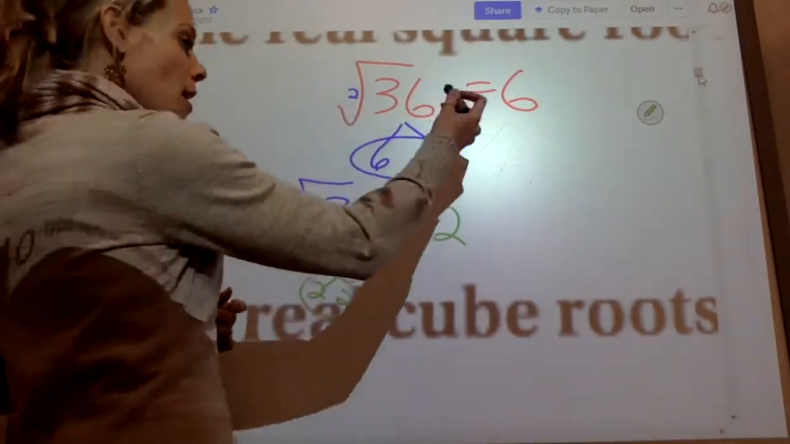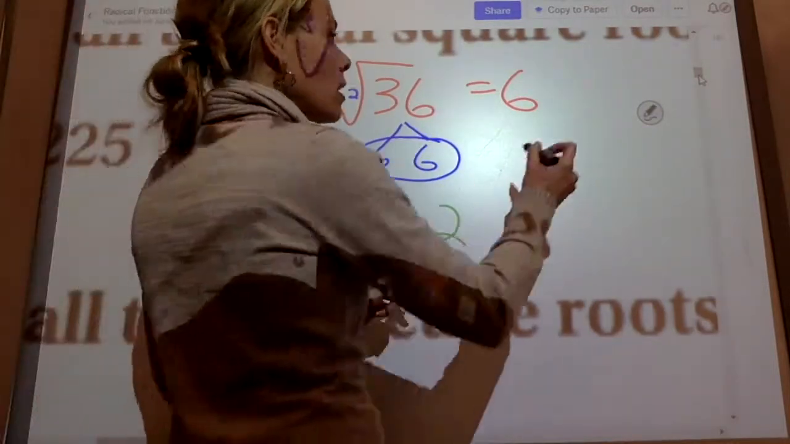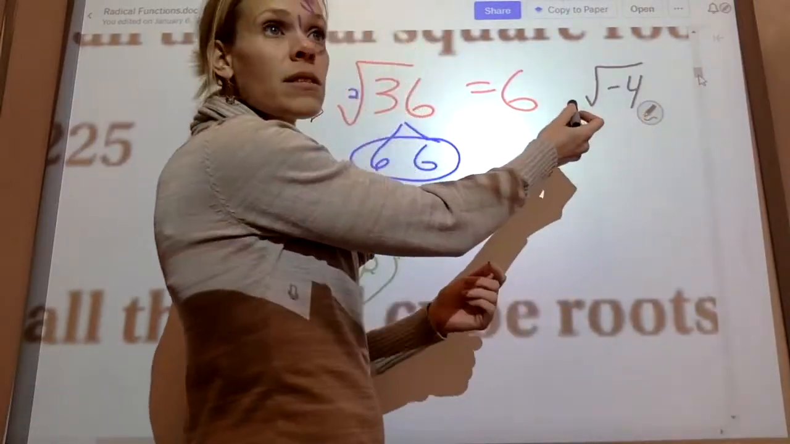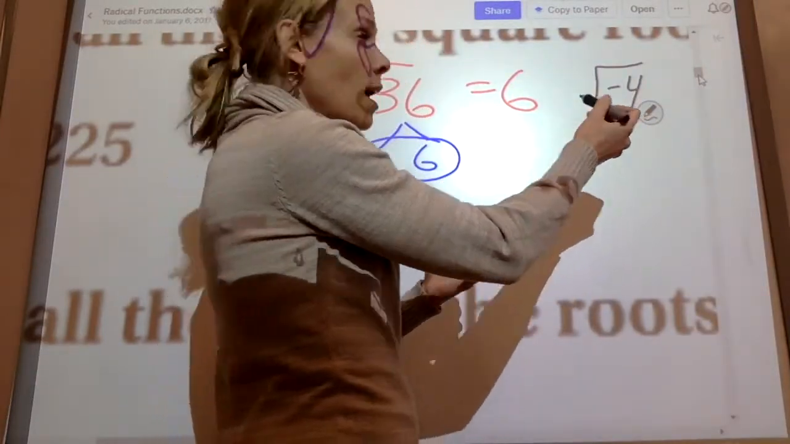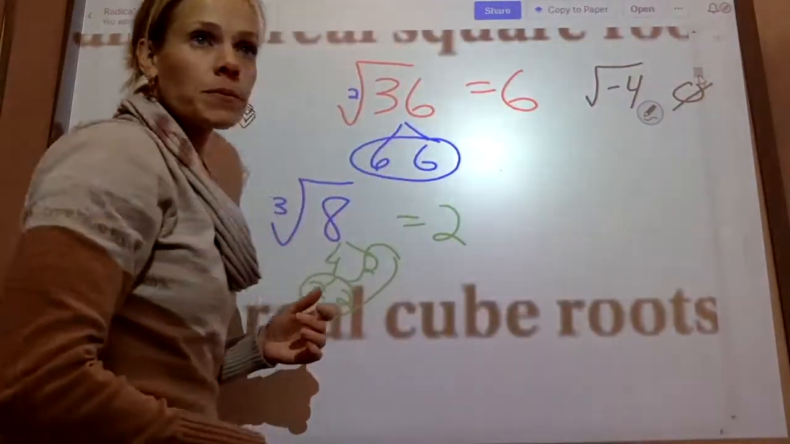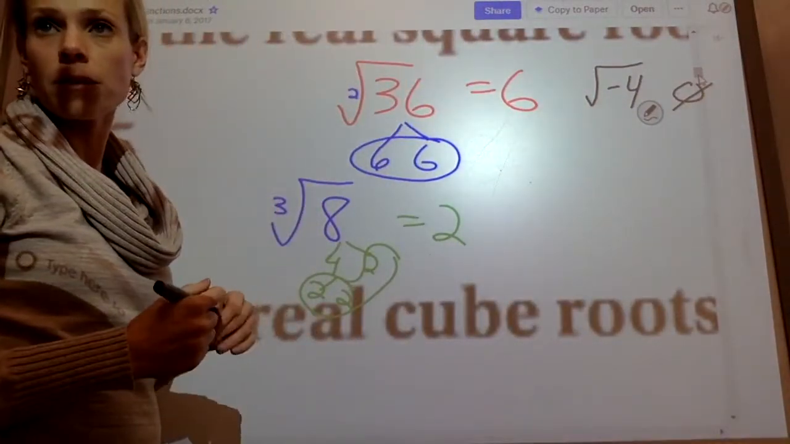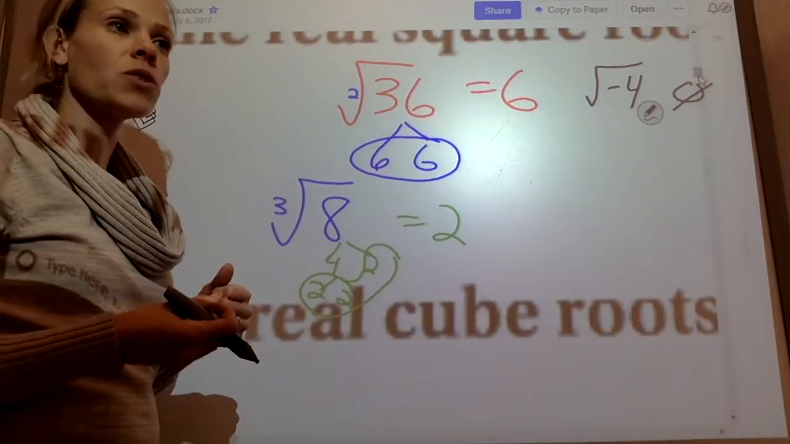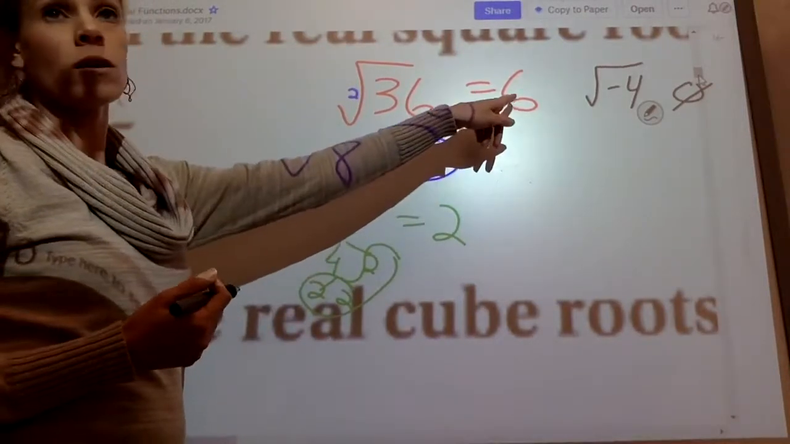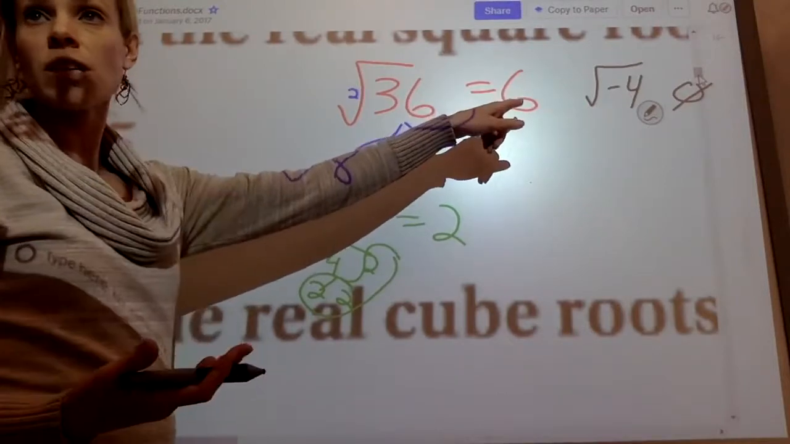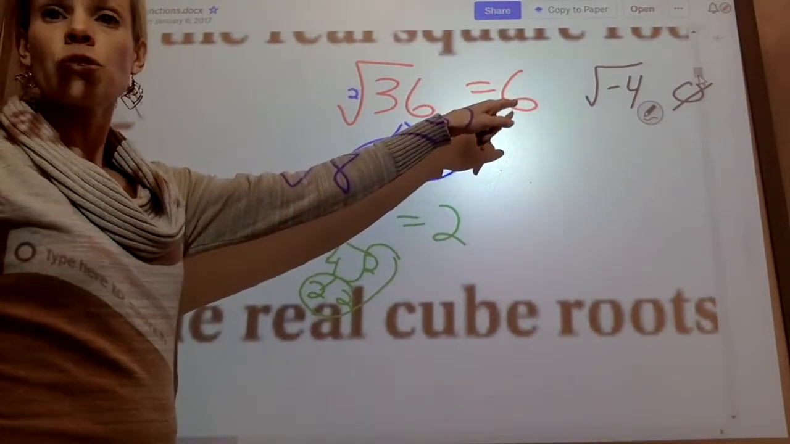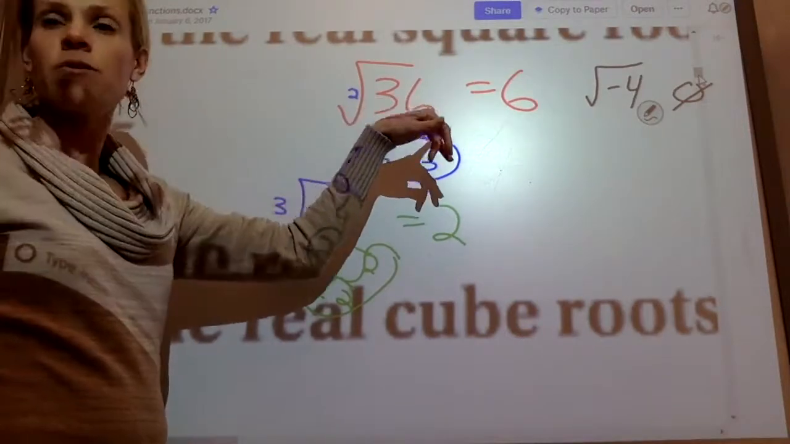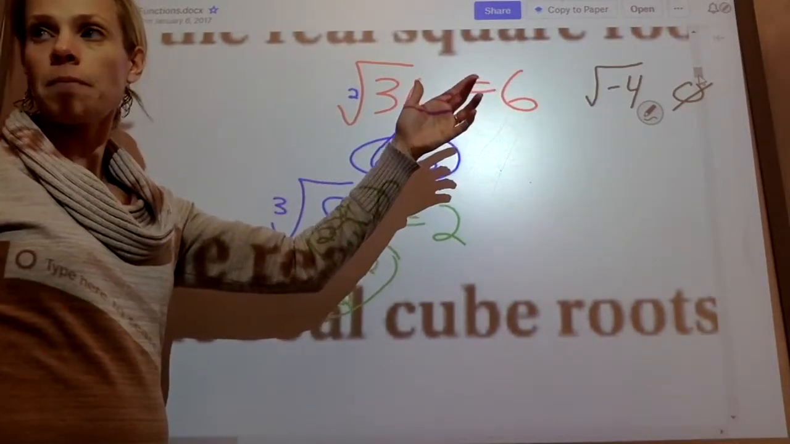If I were to have the square root of a negative 4, before I would say 2i. Now it's just no solution. There are no complex numbers anymore. Okay? The other thing that's gone is the plus or minus. If I square root something, it's no longer plus or minus 6, it's just 6. Right? The answer you get in your calculator. If you do square root of 36 on your calculator, it gives you 6. Okay?